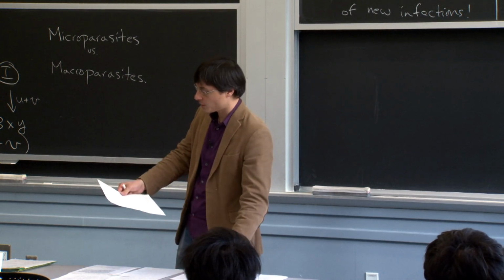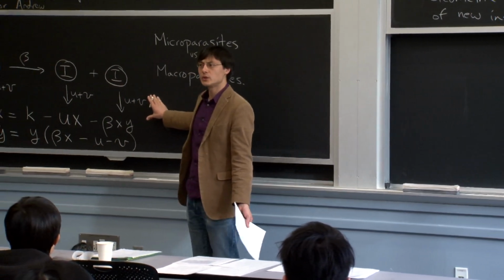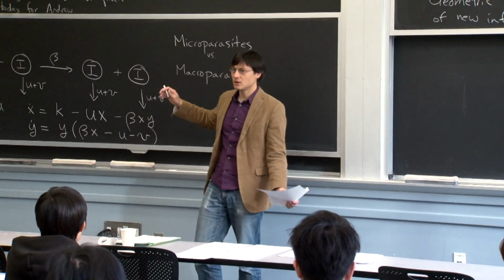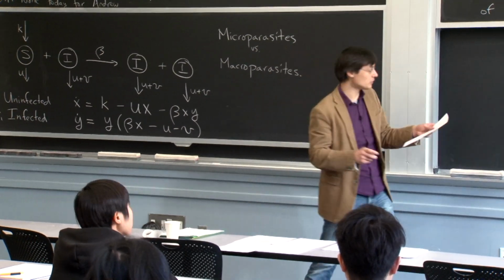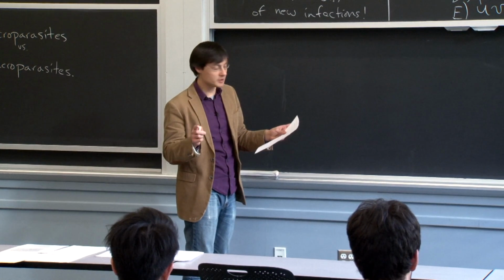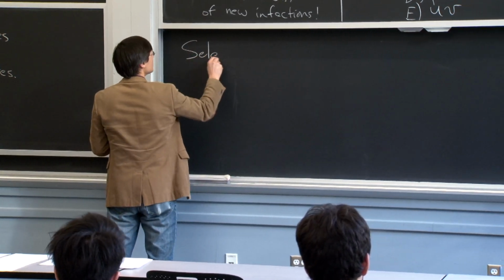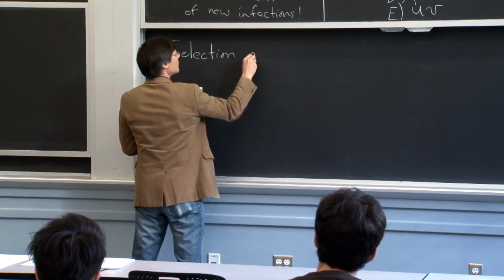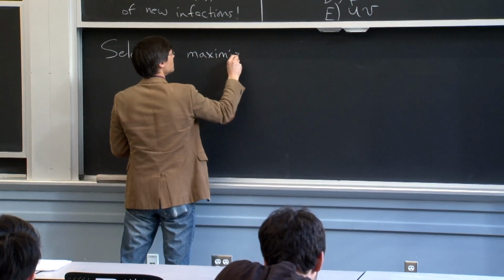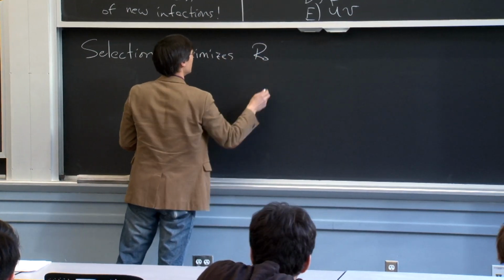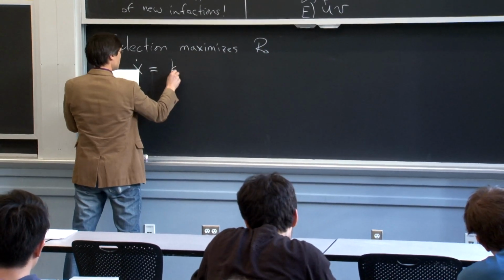That's right. So what he does is he writes down this model where he now allows two different parasites to be spreading in the population. And at the beginning, we want to be clear that there's a very important assumption he makes. What he's going to find is that selection maximizes R naught, the basic reproductive ratio, in this model that I'm writing down now. So there's this X dot, and things look very similar.